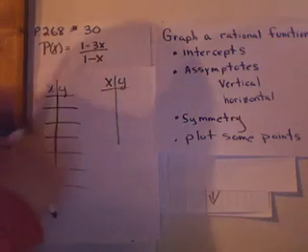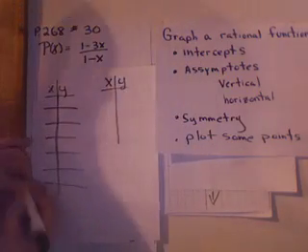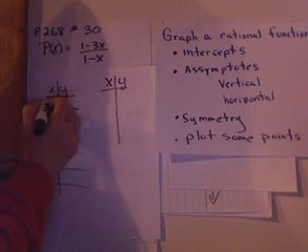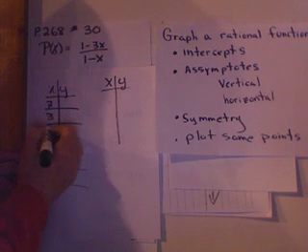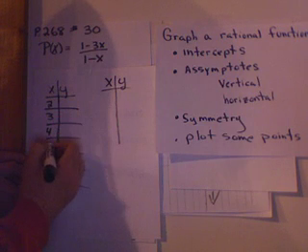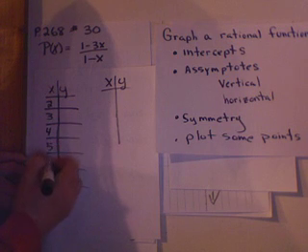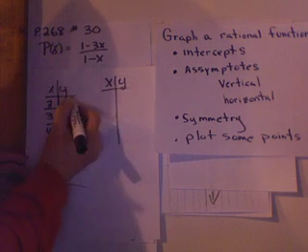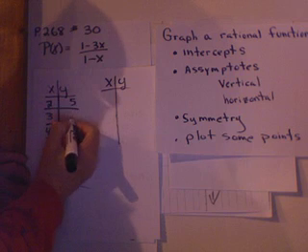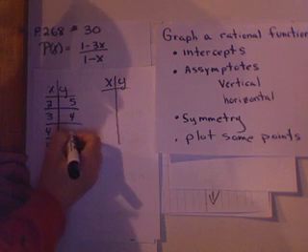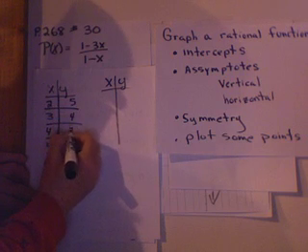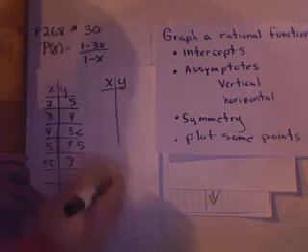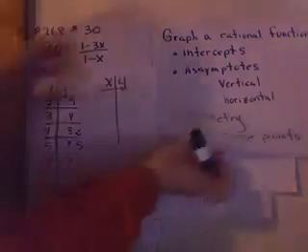Okay, so the last part is just to plot some points. So make an XY chart like I did, and here are some points to try. I did 2, 3, 4, 5, then I decided to do 1.5. Plug those numbers into the equation. You guys can check it out with your calculator if you want. These are the numbers that I got.